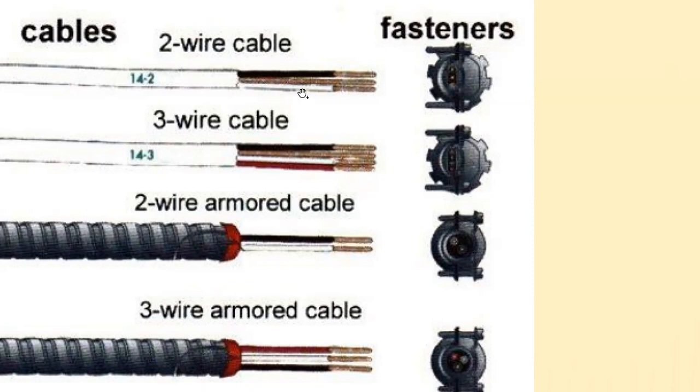So in this case, we're going to have the white, which is always neutral. Just remember, white is always neutral. And then we're going to have black as hot. Now in the 14.3, we're going to have white as neutral, black as hot, and then red as also hot, the other hot. So we've got two hots, one neutral, and what else do we have here? We have something that's called a bonding wire or grounding wire. And I will be using those interchangeably. We already talked about the difference between bonding and grounding, and this is just a reminder.